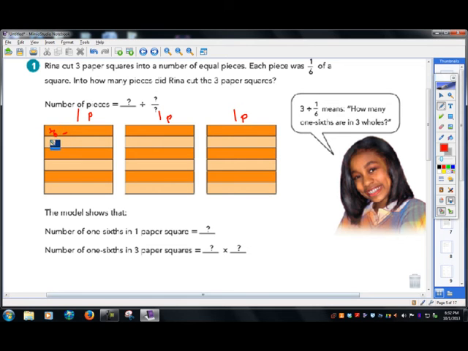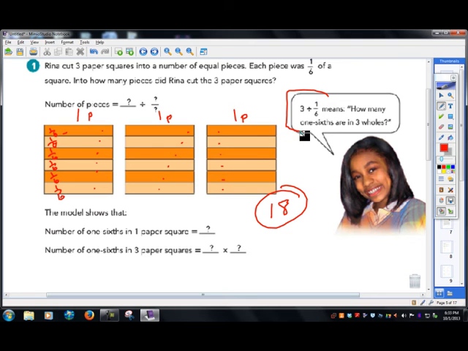So each one of these is a 1/6. Again, there are 6 here. 6, 6 makes one whole. Okay? Well, if you go through there and think about it, how many pieces of paper am I going to have? Well, I got 1, 2, 3, 4, 5, 6, 7, 8, 9, 10, 11, 12, 13, 14, 15, 16, 17, and 18. So, 18 pieces of paper.